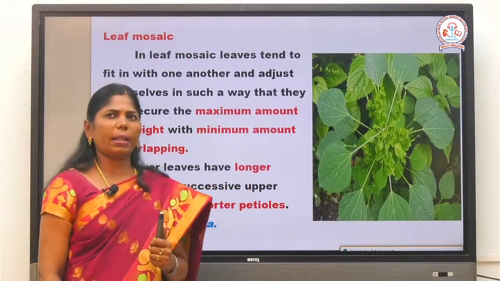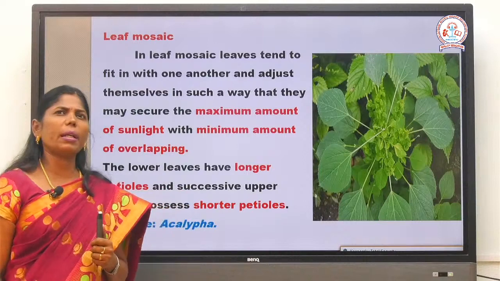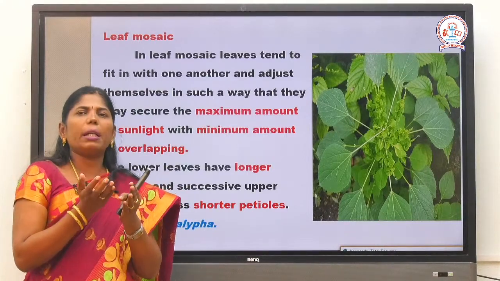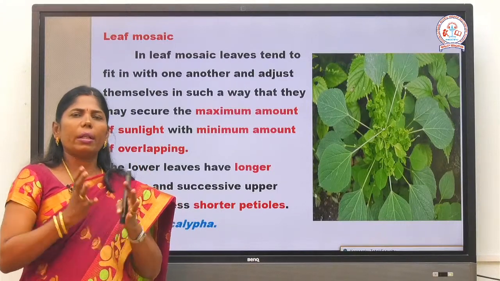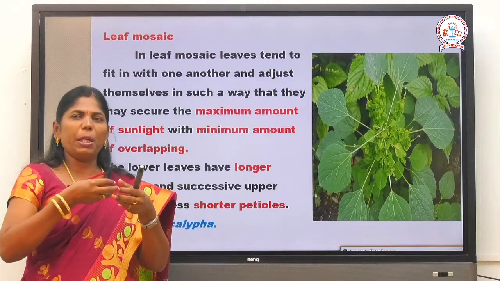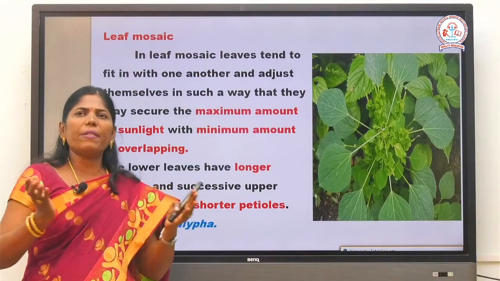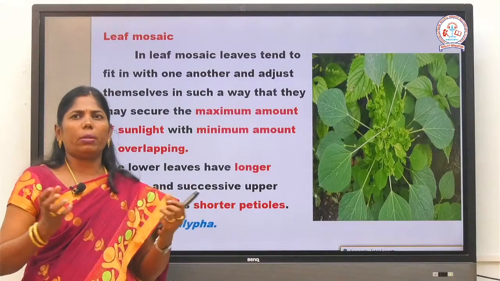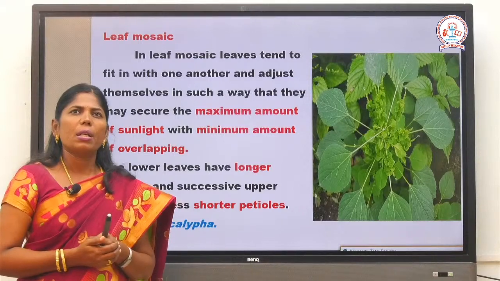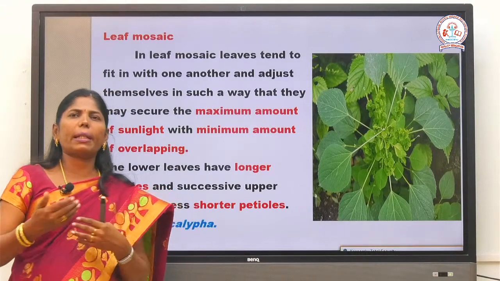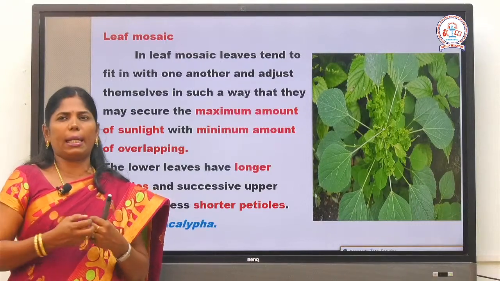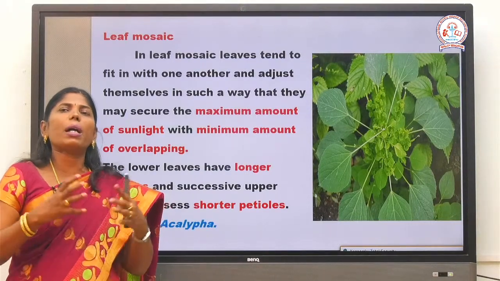So, leaf mosaic. Next we will see the leaf mosaic. It concerns how the leaves are fitted onto the branches. In this type of leaf, we can see that some leaves have very long petioles and some have very short petioles. They have to arrange themselves based on receiving sunlight. So in the leaf mosaic type, they adjust themselves to receive the sunlight. They are crowded, but they adjust.